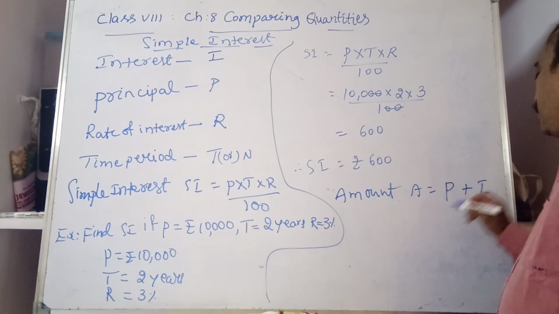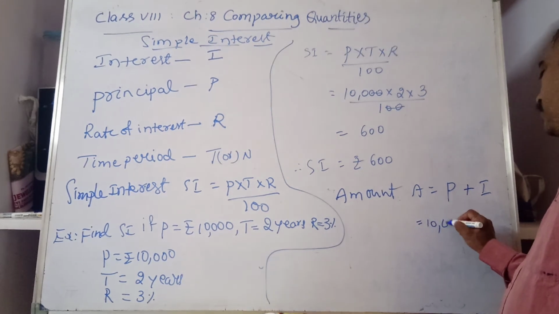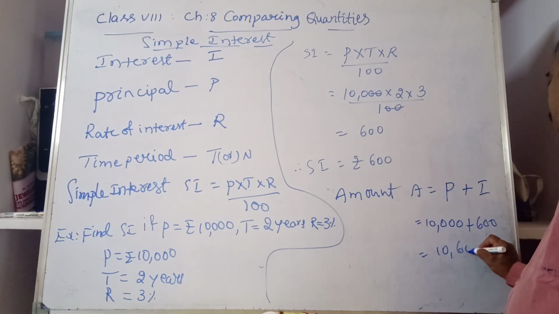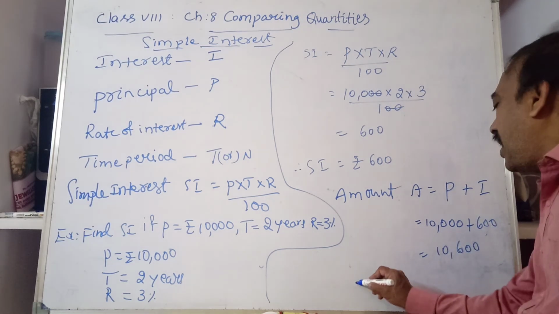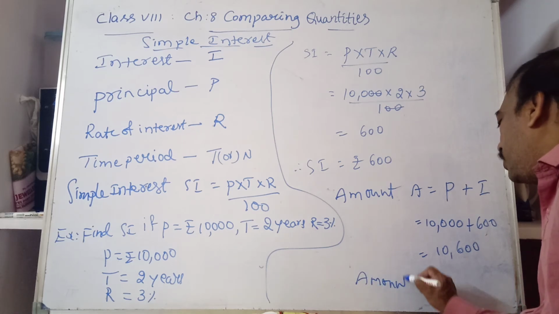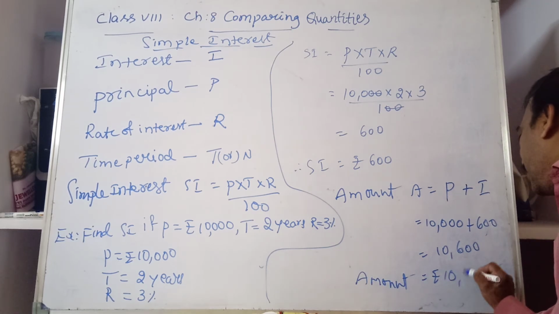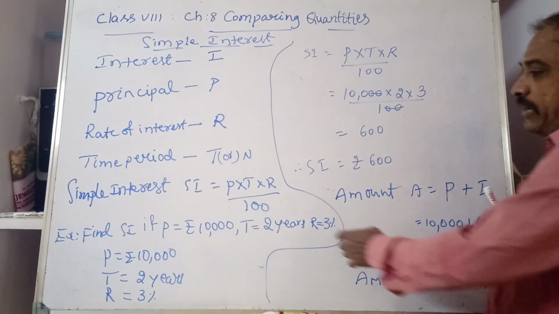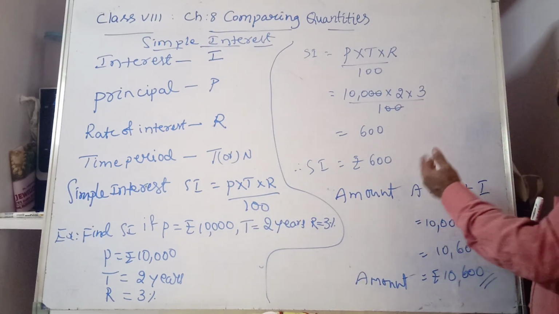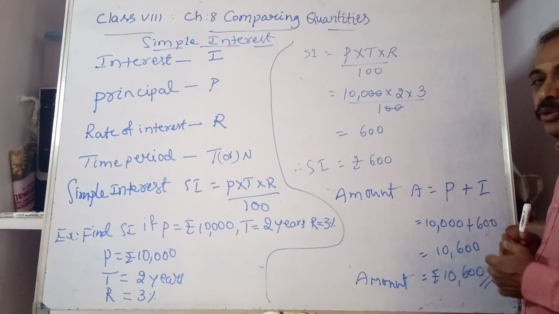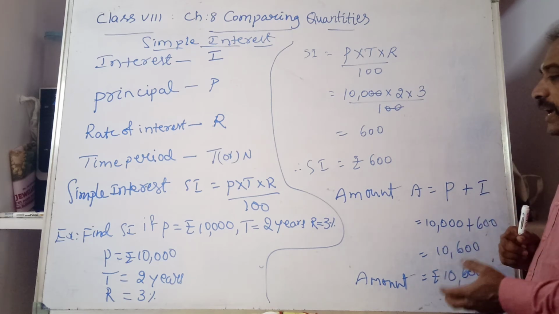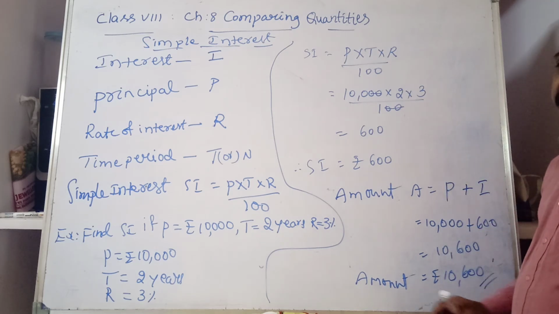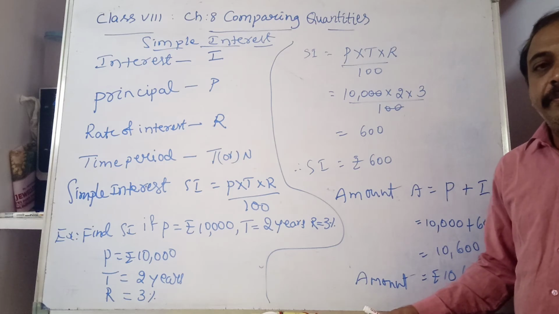P plus I, which is equal to 10,000 plus 600, which is equal to 10,600. This is the amount. Amount is equal to rupees 10,600. Here the question asked only to find SI, but we also learned how to find the amount, what you totally get or need to pay. If you borrow, you need to pay. If you deposit it, you will be getting. So 10,600. Is it clear, children? Right.